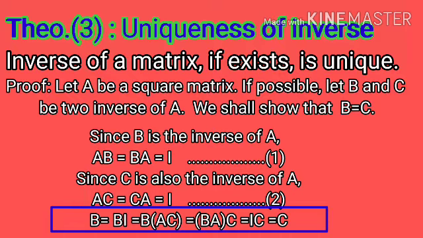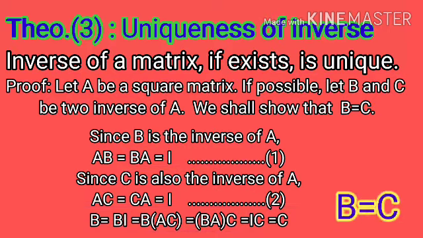Now transfer this bracket on first to B into A, after that C, and in place of BA, write I, and I into C, that is once again C. Therefore B is equal to C. It means any square matrix has one and only one inverse.